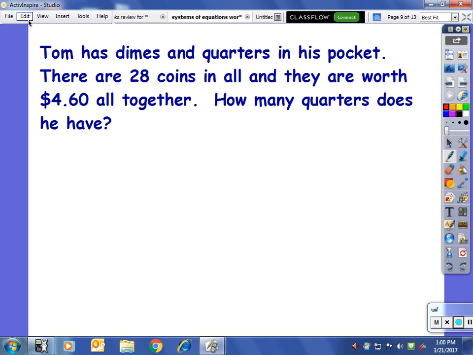Now, they put all the information that you need into the second sentence, but you kind of got to pull it apart into two separate equations. Well, I guess they told us what kind of coins in the first sentence. We got dimes and quarters. And the second sentence told us there's 28 of them, and they come up to $4.60 when you add up all the money. So who can give me the number of coin equations?